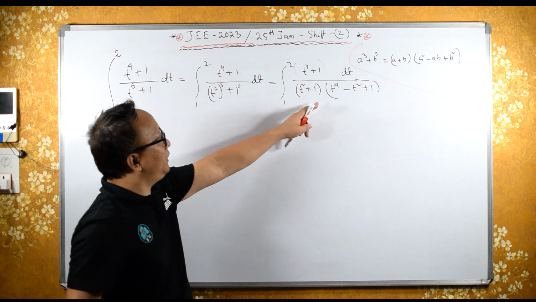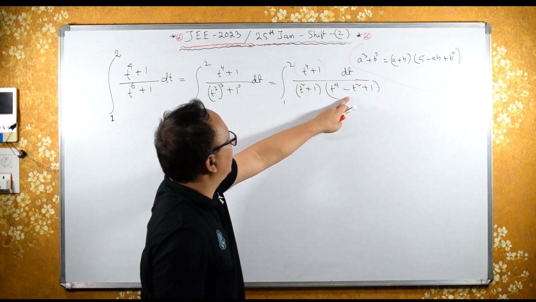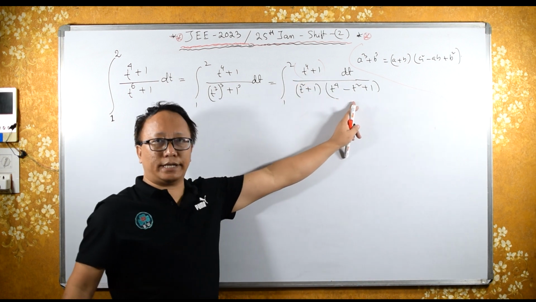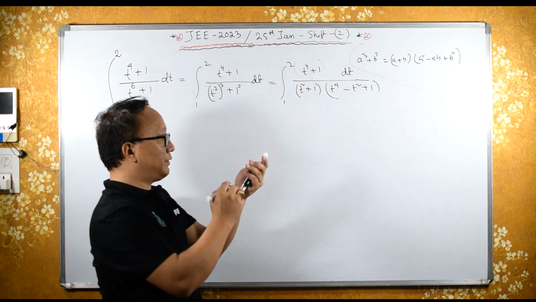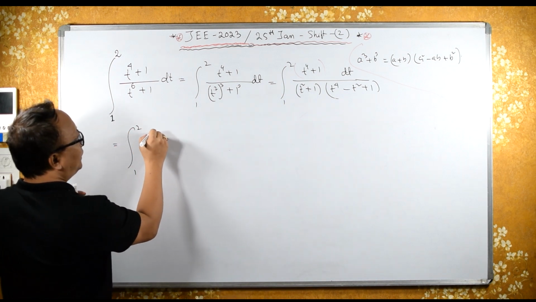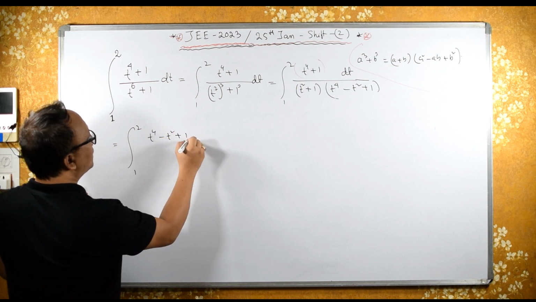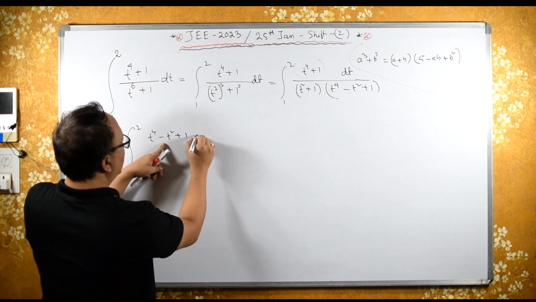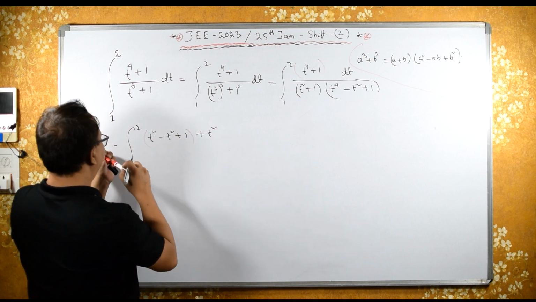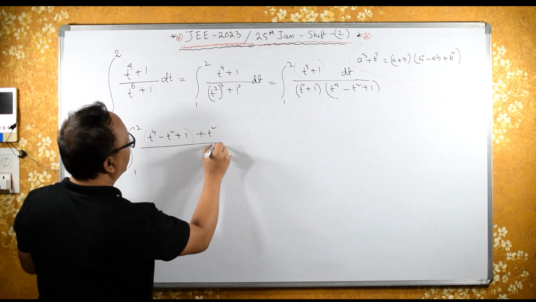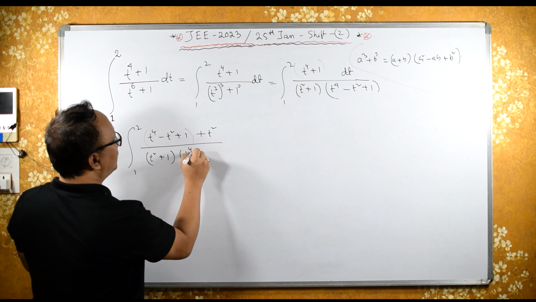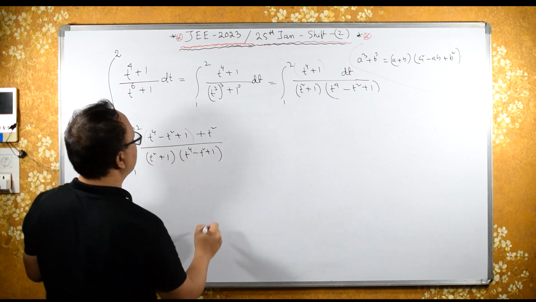Now here we have t^4 plus 1. Let's adjust this. We have t^4 plus 1, so let's adjust by adding minus t square plus t square. This equals integral 1 to 2 of t^4 minus t square plus 1. I need this minus t square as extra plus t square, so I will write this bracket upon what we have, which is t square plus 1 into t^4 minus t square plus 1.